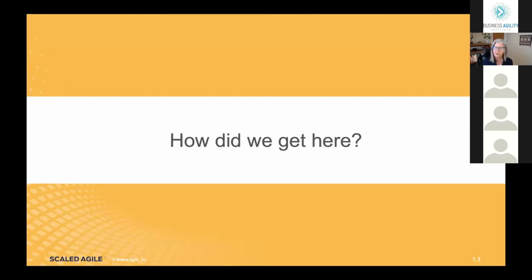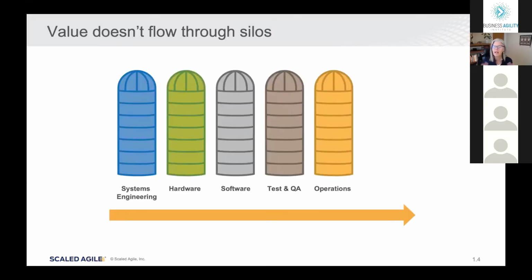So let's get started. How did we get here? So back around the year 2000, it's been about 20 years now, we started to figure out, gosh, value doesn't flow very well when it flows through silos. If we have a separate group doing operations, if we have a separate group doing our testing, if there's a separate group doing hardware, it's very hard to coordinate those activities. Things like the political boundaries within an organization can get in the way. These might be in different locations, and that can get in the way. If they're in different locations, communication can be very, very difficult.